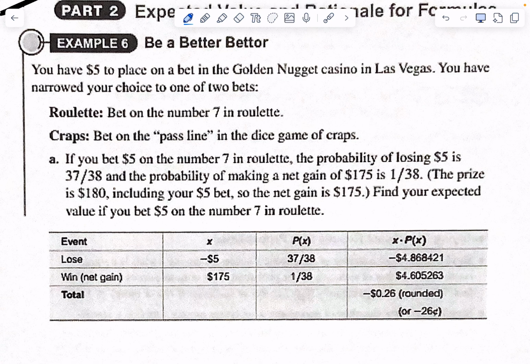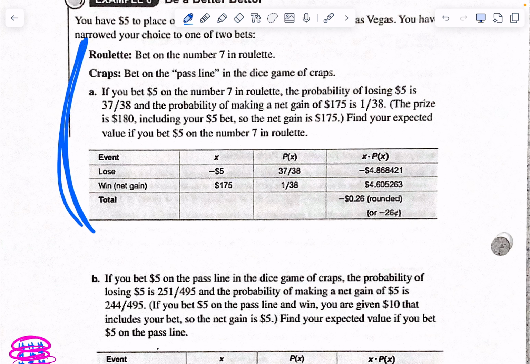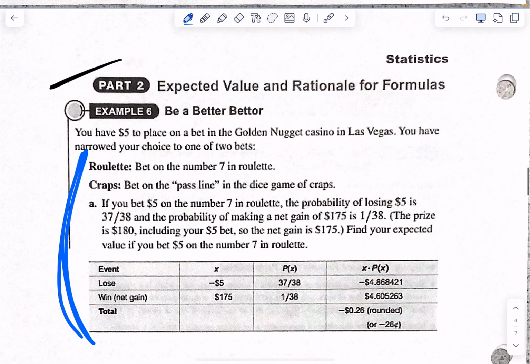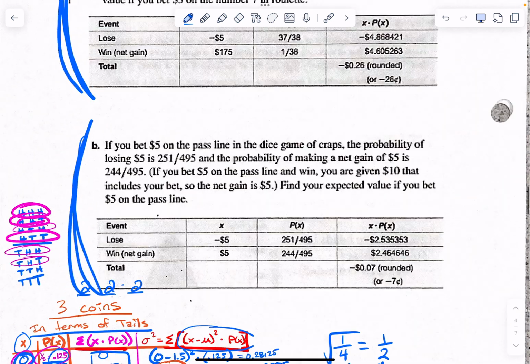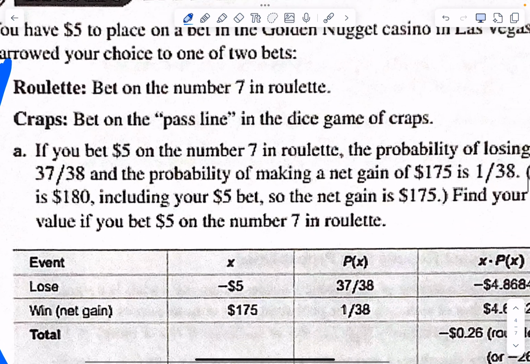All right, you have $5 to place on a bet. That's kind of like your insurance premium. In the Golden Nugget Casino in Las Vegas, you have narrowed your choices down to one of 2 bets. This is option number 1, this is option number 2. We're going to see which one gives us the better deal. A is betting a number 7 in roulette. I have no idea what that means, so we're going to read about it. Or you could bet on the pass line in the game of craps.